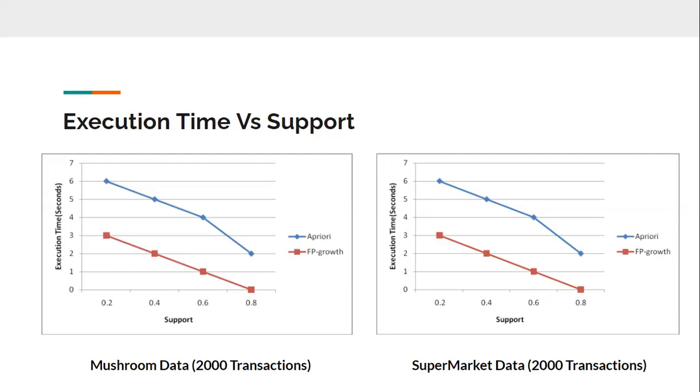So from all of this, we can see that our FP growth algorithm is performing really better compared to the Apriori algorithm. From this we can say that FP growth is better than Apriori.